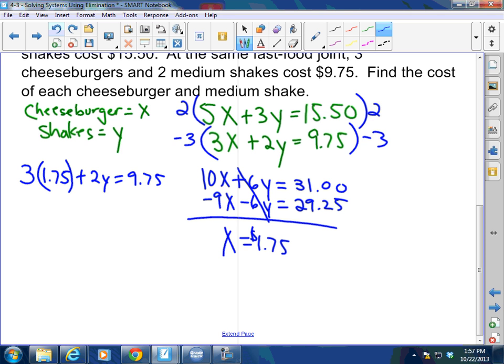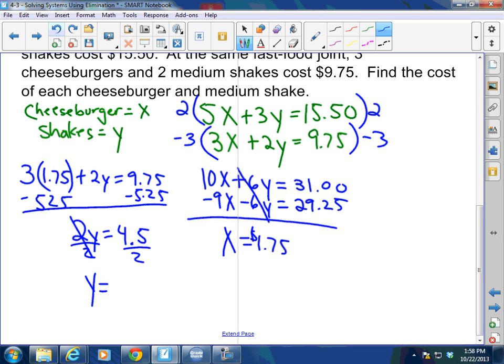That's 5.25. So I'm going to subtract 5.25 from both sides. I got 2y equals 4.5. 4.5 divided by 2. Y will equal 2.75. $2.75. Did I mess up?